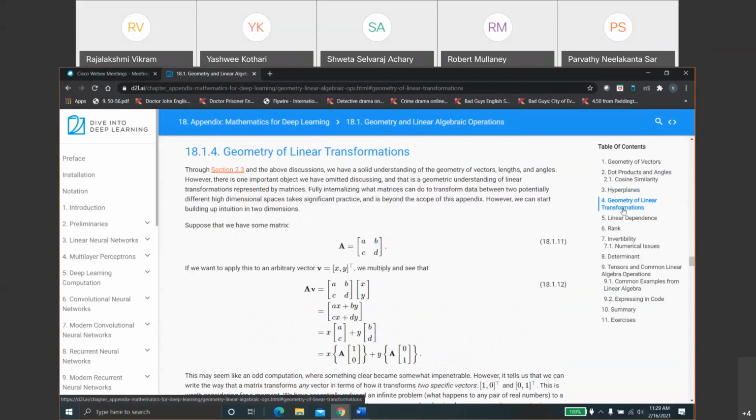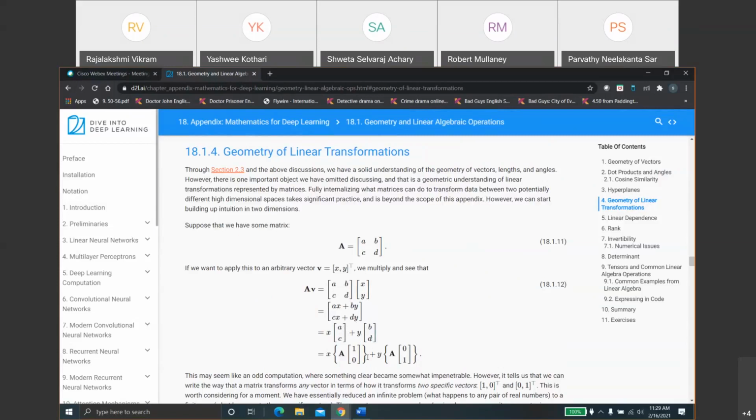Geometry of linear transformations. What is it? So this is a vector, this is a matrix A. We want to see how a matrix applied to a vector affects the vector. Okay, so we'll do A into V. We saw how to do a matrix and vector multiplication, right? We get this value. We take X as common, A C, Y as common, we write this as B D.